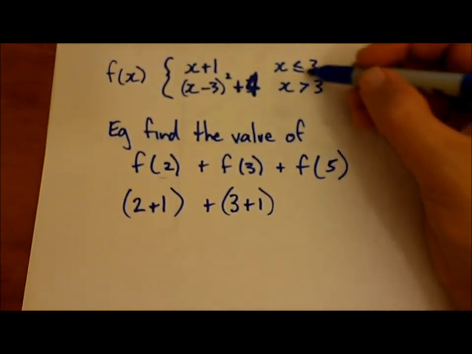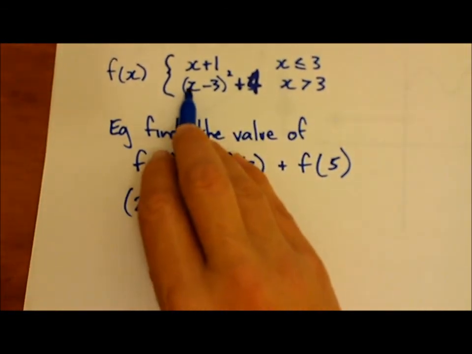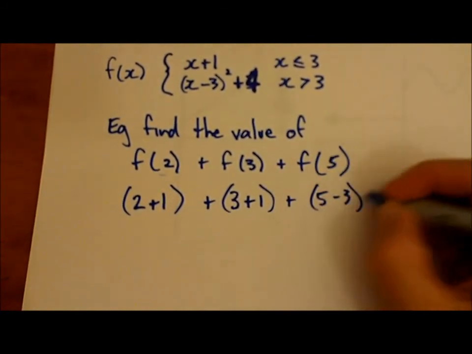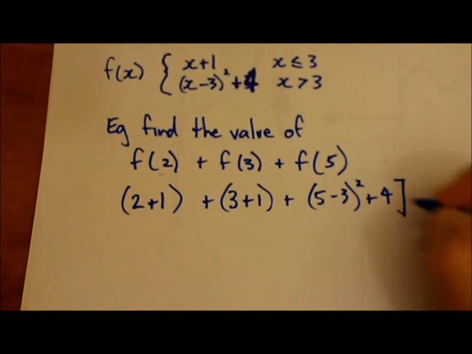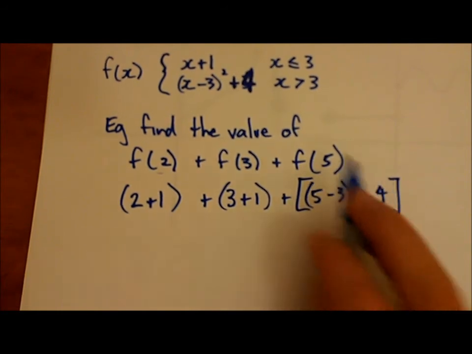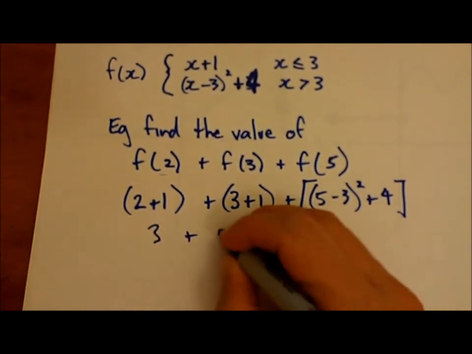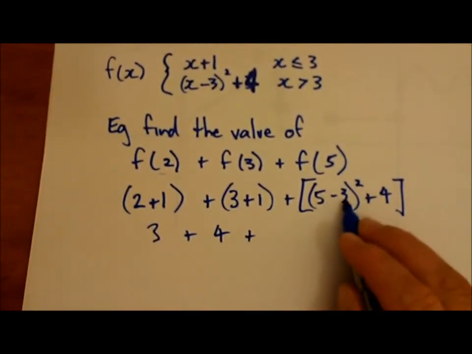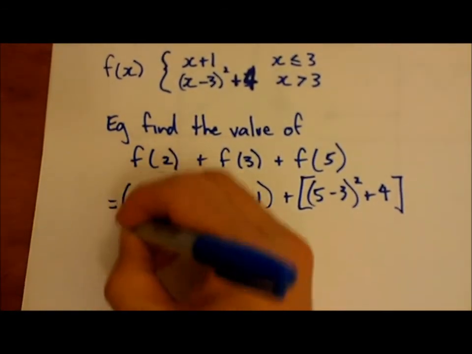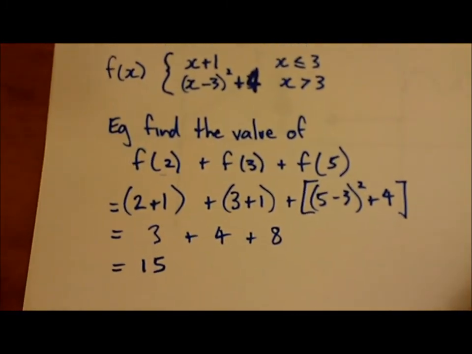Function of 5. Well, 5 is definitely bigger than 3. So I'm going to have to sub in this rule. So wherever there's an x, I'm going to put 5 in. So 5 in for x gives me 5 minus 3, then square it, add 4. So here's my 3 lots of calculations for each one, having chosen the correct rule to substitute in. So 2 plus 1, that's 3, plus 3 plus 1 is 4, plus 5 minus 3 is 2, squared is 4, plus 4 is 8. So at this point here, it's just adding and subtracting, in this case, answer 15.